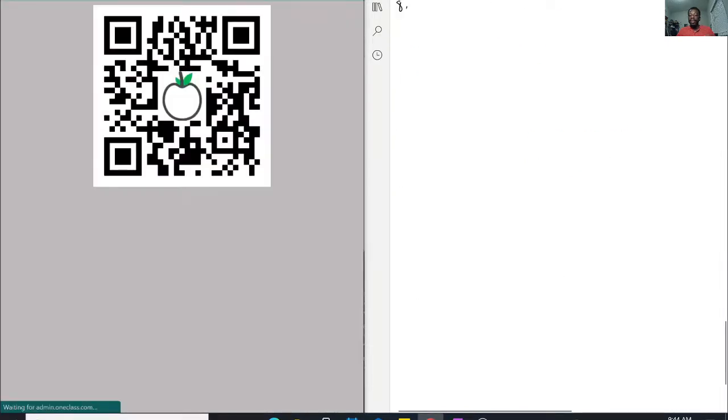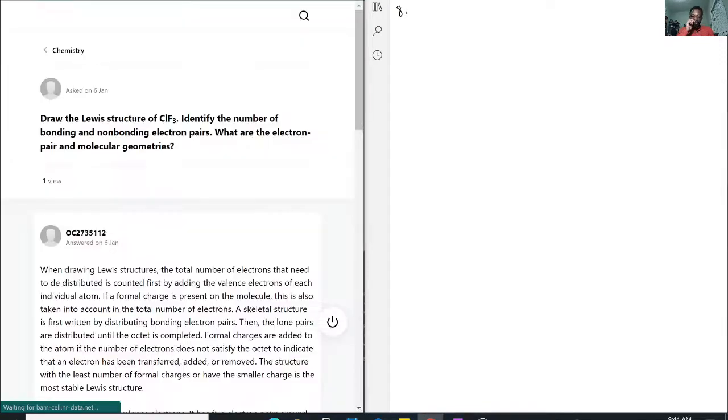Okay, now question number 8. We have: draw a Lewis structure of ClF3, so that's, I believe, chlorine trifluoride. And we want to identify the number of bonding and non-bonding electron pairs, and what's the electron pair and molecular geometry of this molecule. So, Lewis for ClF3.